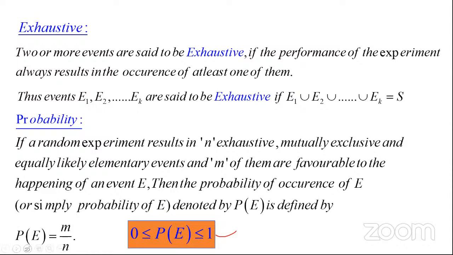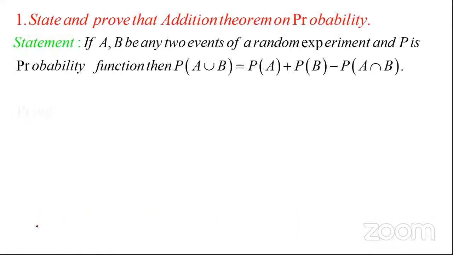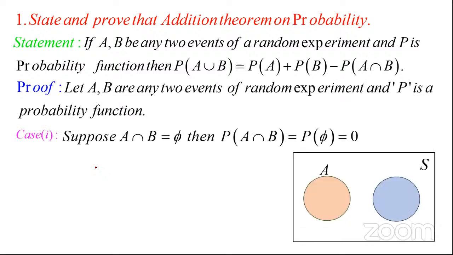So next, the addition probability theorem. If A and B are any two events of a random experiment and P is a probability function, then P of A union B equals P of A plus P of B minus P of A intersection B. So this is the addition probability theorem.